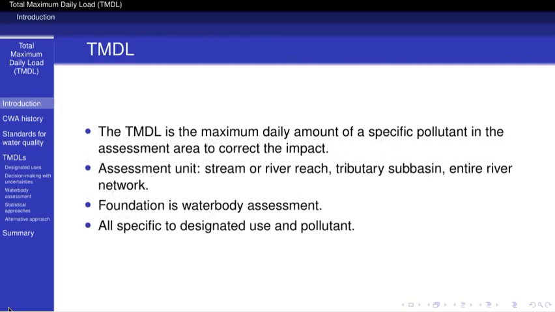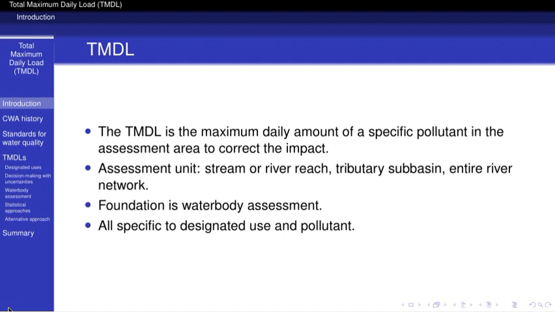A total maximum daily load is the quantity of pollutant determined by the regulatory agency to be the greatest amount a defined water body's assessment unit can absorb each day without adversely impacting a designated use. The agency partitions this quantity into waste load allocations for point source dischargers and load allocations for non-point source dischargers. Assessment units can be a stream or river reach, a tributary, subbasin, or entire river network.